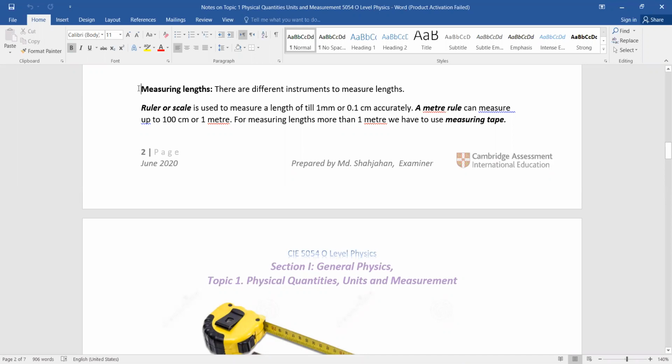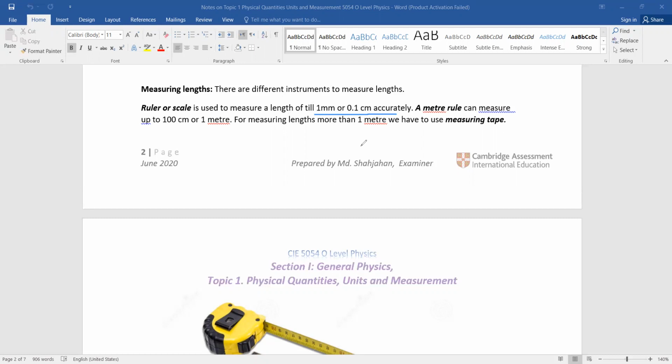So each of the centimeter is divided into 10 equal parts, right? So each part is giving you 1 millimeter, isn't it? 1 millimeter or 0.1 centimeter, we can say, right? That's why here we wrote this 1 millimeter or 0.1 centimeter accurately. So a ruler and scale is giving you accuracy till 1 millimeter.